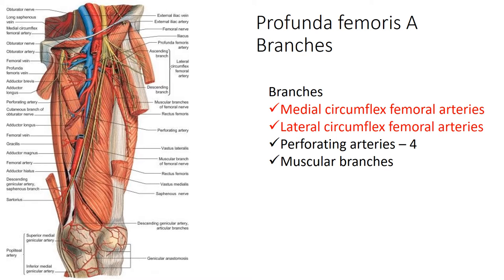Now the branches of the profunda femoris: it gives two circumflex branches, known as the lateral circumflex femoral artery and the medial circumflex femoral artery, and there are three perforating branches. In fact, the terminal end itself is the fourth perforator. So there are four perforating arteries, and it also gives muscular branches to the muscles.